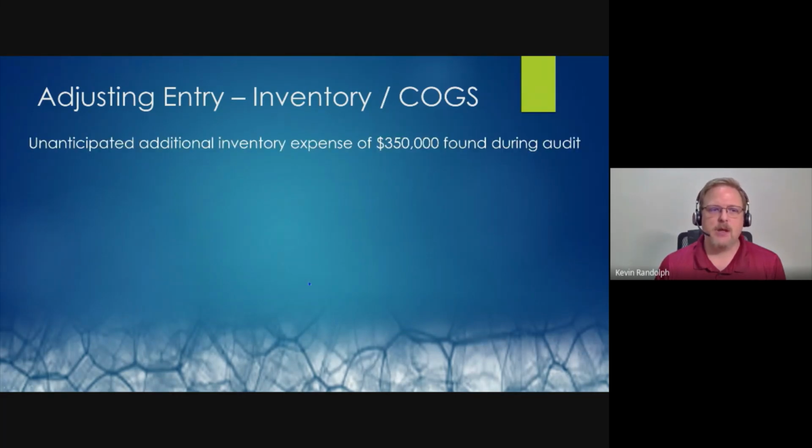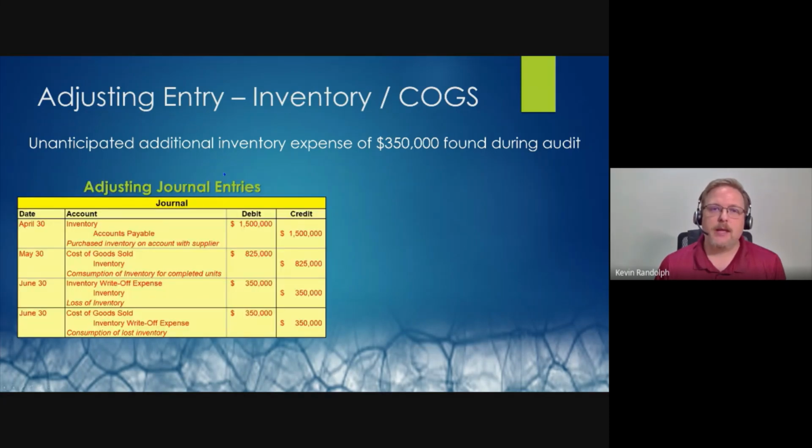So when we're adjusting an entry, as is the case with Parsi and his foam insulation for the refrigerators, we need to take into account any unanticipated additional inventory expense. And in this case, it's the $350,000. So now we're going to have 4 entries to the journal. The first 2 are going to be the exact same from before, the initial purchase of the inventory, figuring out the cost of goods sold. But now we need to do an inventory write-off expense for the over expenditure of the foam for the $350,000 here. And that's going to credit against the inventory account.